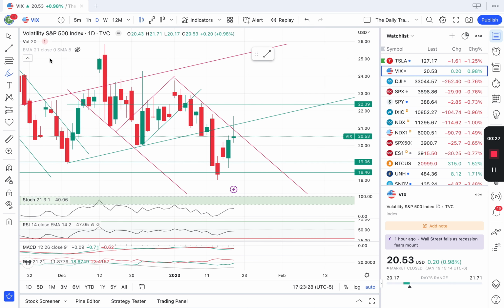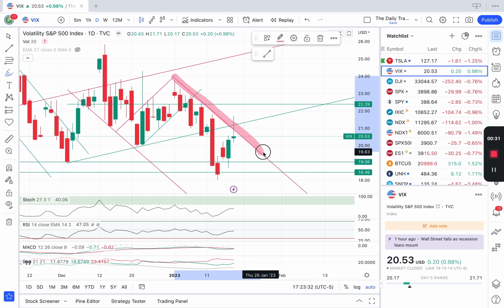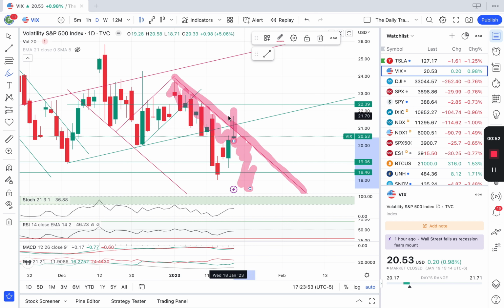VIX is in a downward channel. What it is supposed to do is not cross that resistance. But if it crosses it, because we sometimes make mistakes, then it needs to close back inside as if it didn't cross it. So this is exactly what happened. I really like to see this. I'm very happy to see this.